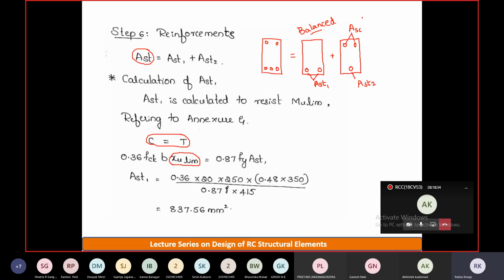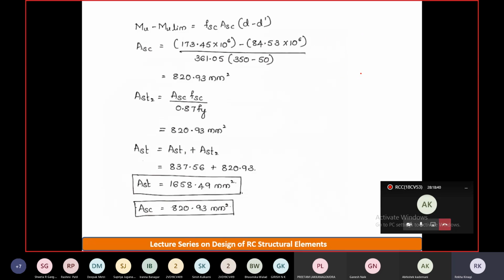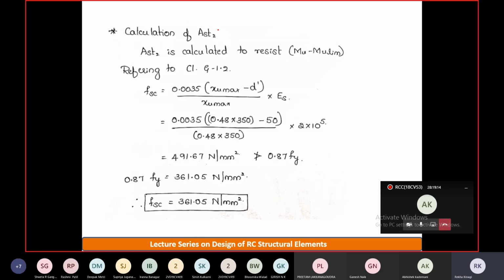Now, once we get this value of AST1, we need to find out AST2. In order to find out AST2, again from the annexure G itself, we have the equation Mu minus Mu limit is equal to FSC ASC into D minus D dash. D is known, D dash is known. D dash we have considered it to be 50 mm. And FSC we can calculate, and ASC value we need to calculate.